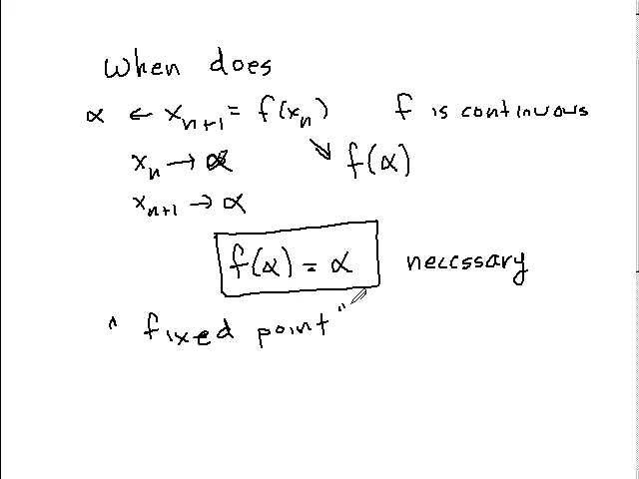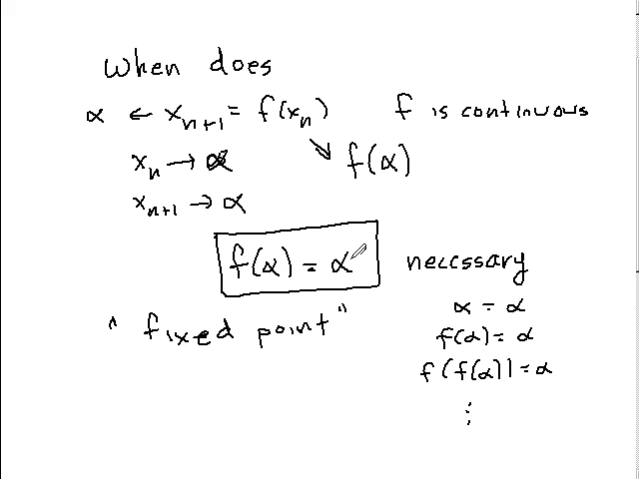Now, it's pretty clear to see why it's called a fixed point, because when you apply f to it, f of alpha is alpha, f of alpha is f of alpha, which is alpha, etc. So no matter how many times you apply it, it doesn't change. Okay? So this is a fixed point of the mapping.